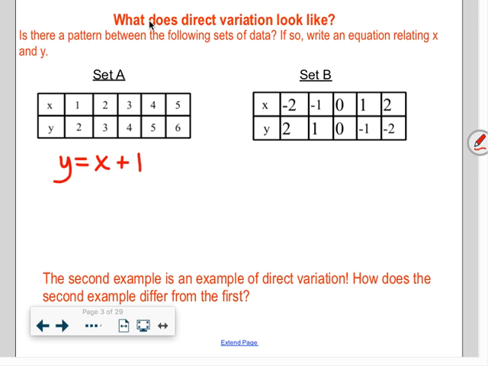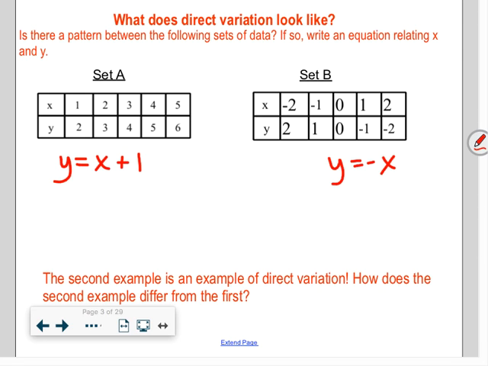Yeah, Alex? I did y equals negative x. Okay, and so what did you notice here to come up with that? You're right. To get negative 2 to 2, you would have to multiply it by negative 2. Or by a negative 1, yeah. Okay, awesome.